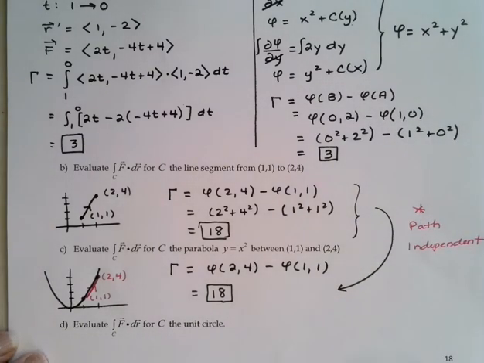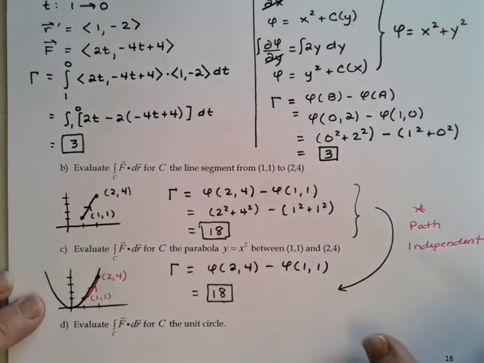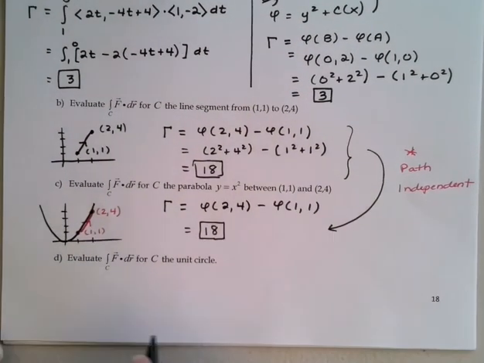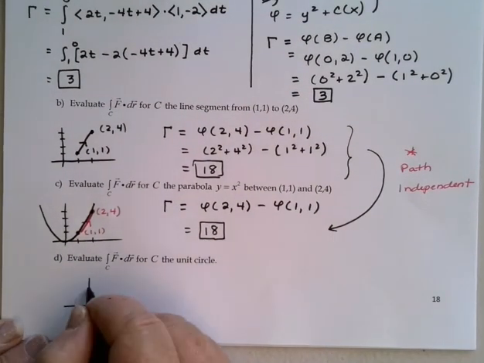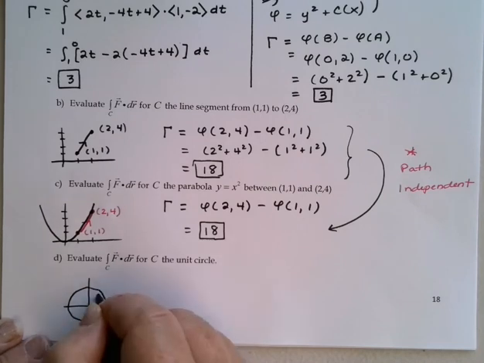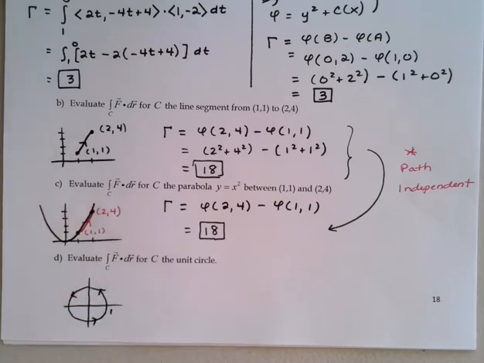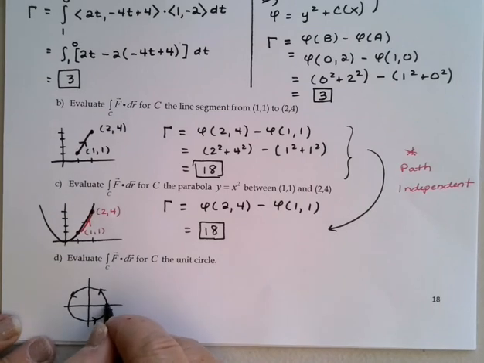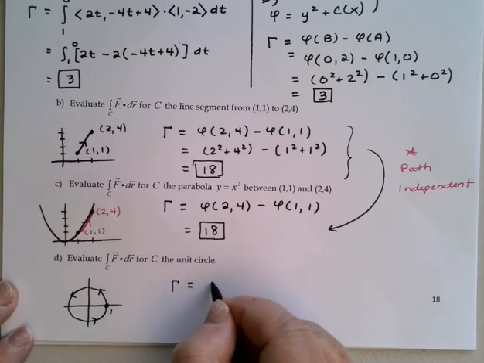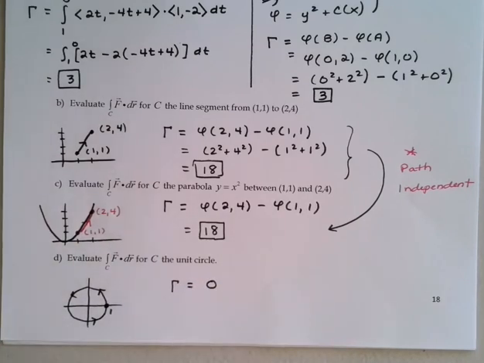All right, the last one here, D, same F. So again, I know it's conservative. I know what the phi, the potential function, is. This time I want the circulation where C is the unit circle. And I didn't say, but let's assume again that we go counterclockwise. If I forget to tell you, we'll make that assumption. This is a closed path, so we would consider that the starting and ending points are the same. And so we'll say our circulation has to be 0. Phi of the end point is the same as phi of the beginning point.